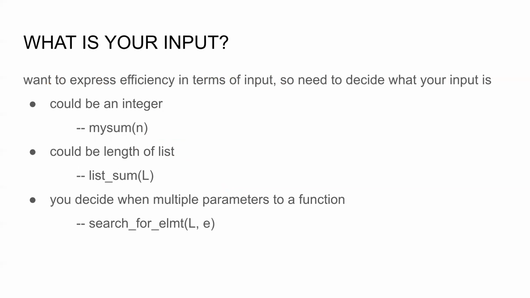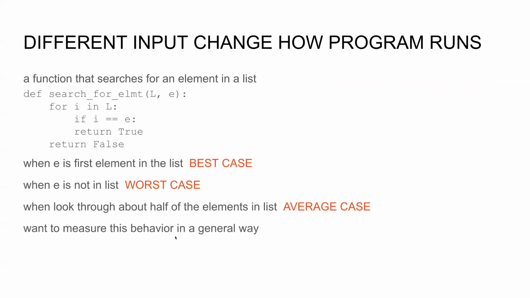Okay, by the way, let's talk about the input, right? Because this is a functional input. What could be an input? Well, the input could be an integer, like in my sum, you add a number, a single integer. It could be the length of the list, and you may even have a multiple-parameter function. Then you want to decide what the input means. Depending on how you define the input, it may change how the program runs.